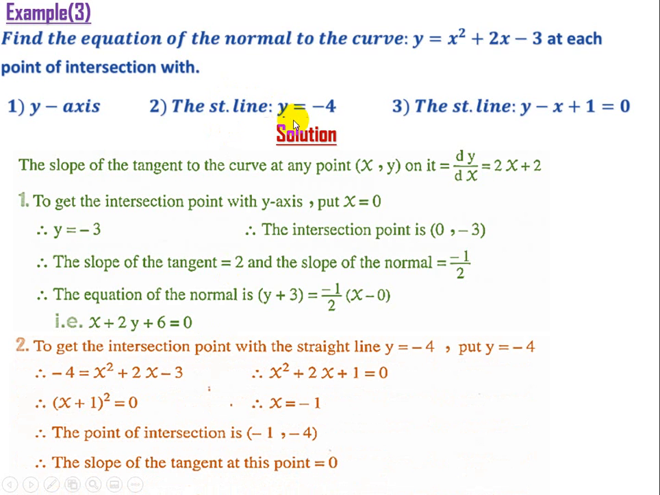Number 2, the straight line y equals negative 4. After replacing y with negative 4 in the equation of the curve, you will have x squared plus 2x minus 3 equals negative 4. Moving negative 4 to the right-hand side and simplifying, you will have x equals negative 1. So the point of intersection is (negative 1, negative 4). Substituting this point in the first derivative to get the slope of the tangent, it will be 0.